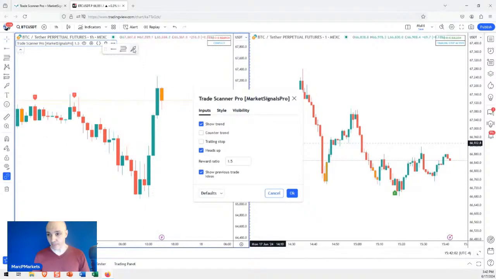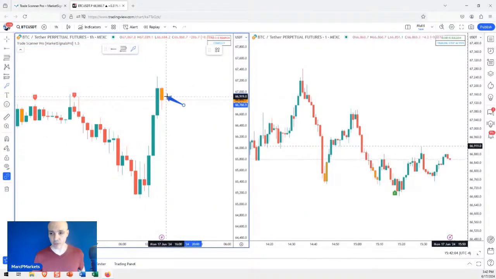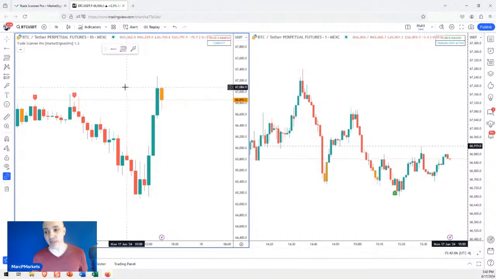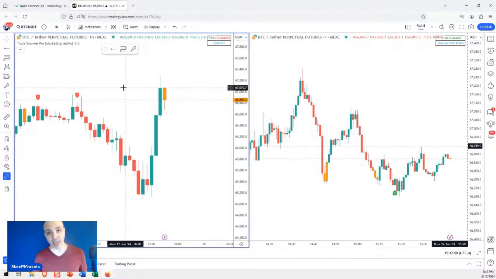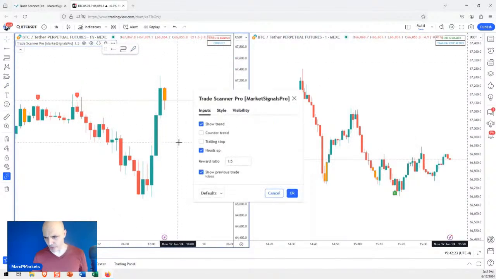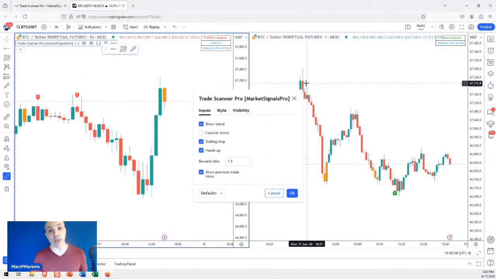Heads up paints orange candles on your chart, like this one. An orange candle means a signal is likely to appear soon. In the case of a 1 hour chart, it may appear in the next few hours. If you're on a 1 minute chart, it may appear in the next few minutes. All right, so it's relative to time frame. Now, let's take a look at the next feature here. We have the trailing stop. That's pretty self-explanatory. I just explained that when I push a new update, you'll be able to control the speed of the trailing stop.